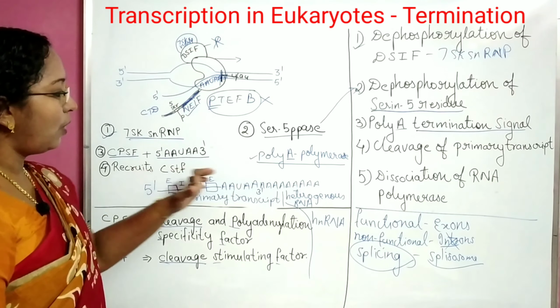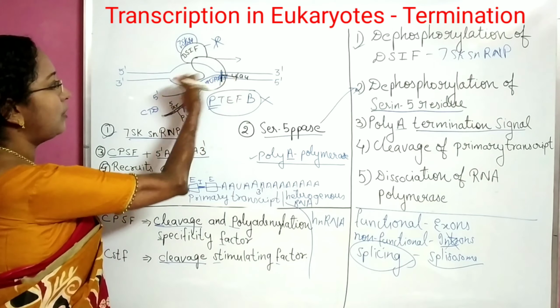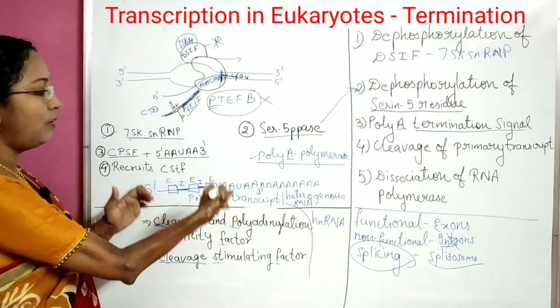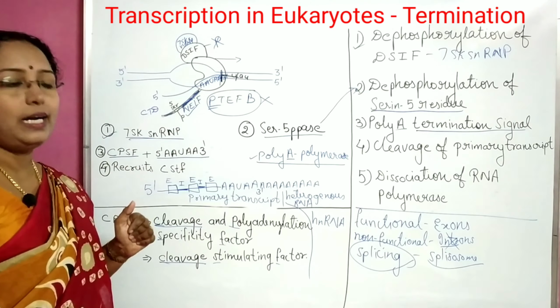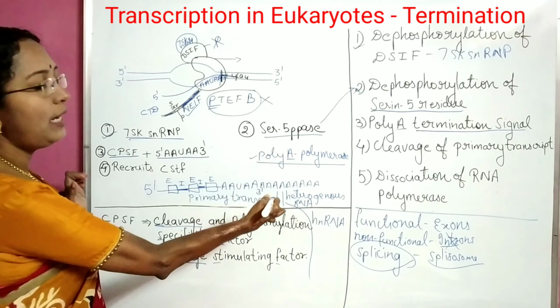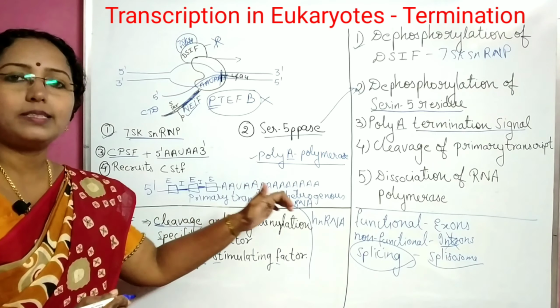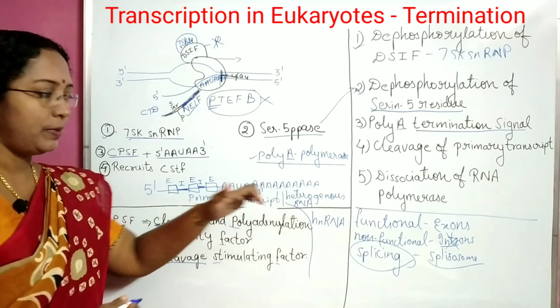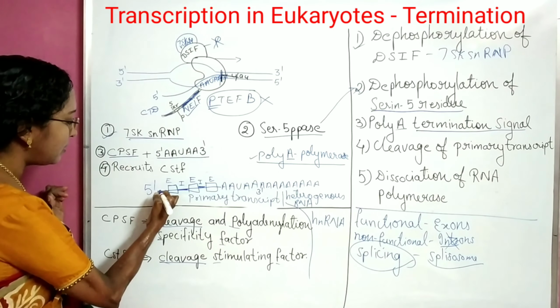So now you got the hnRNA cleaved from this DNA. It has come out as a primary transcript with exon, intron and a tail of adenine. You call this a tail of adenine, or a poly-A tail. The poly-A tail is there in the 3' end. In the 5' end, there is a cap.